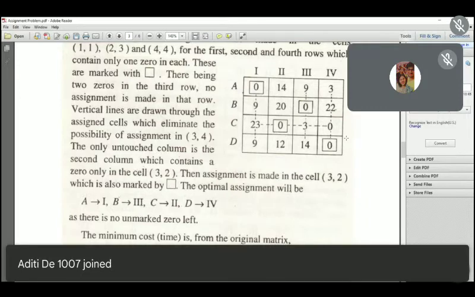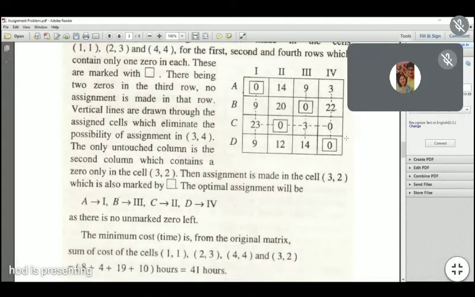So I'll just summarize this for everyone. If the minimum number of lines drawn to cover all the zeros is equal to the order of the matrix, then we will stop. Whatever procedure we had to do, it's over. Now we have to do the assignment. कैसे assignment करेंगे? We will start checking row wise. If there is a single zero, only one zero in each row, that gets assigned. And then you move on to the next. ऐसे हम check करते जाएंगे.